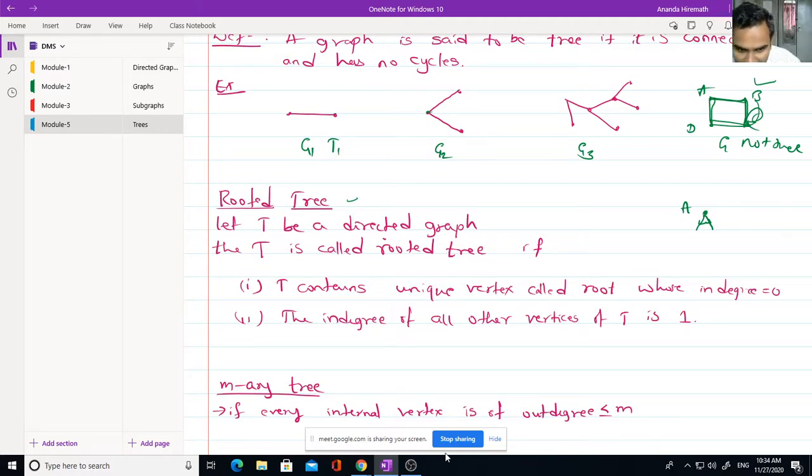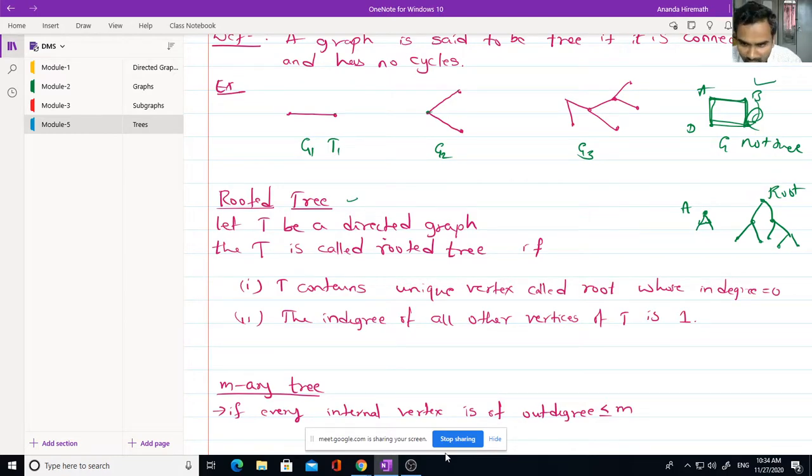Then second is the in degree of all other vertices of T is 1. So for internal vertices apart from the root, you can consider any number of levels, but the in degree of every vertex must be 1. Then we say it is a tree, a rooted tree.